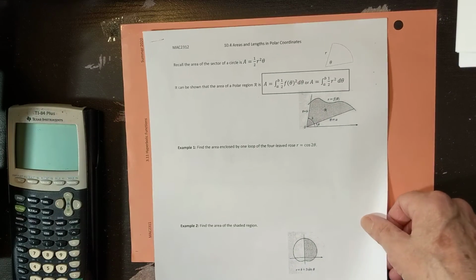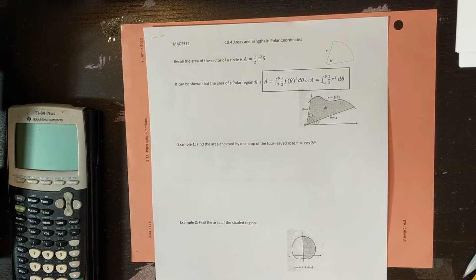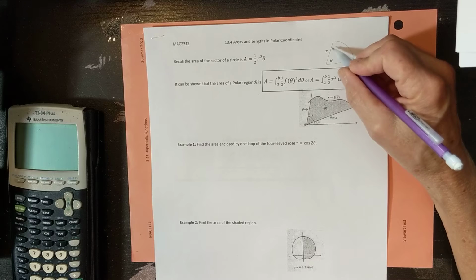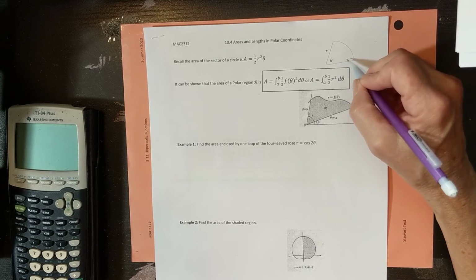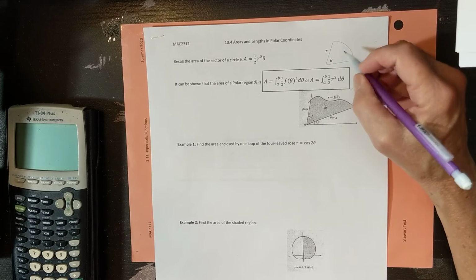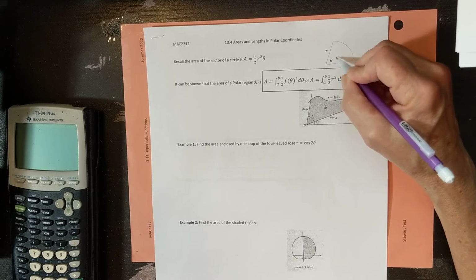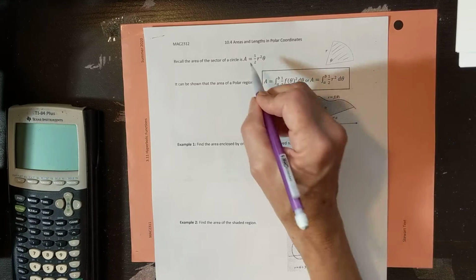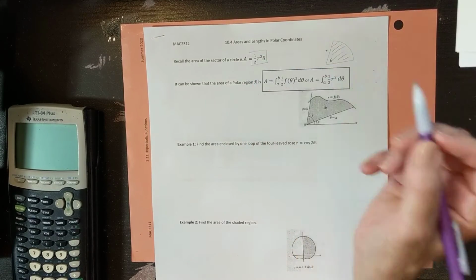Okay, this video is about areas and lengths in polar coordinates. If we recall the area of the sector of a circle, it is equal to 1/2 r squared theta, where, if this is the sector of a central circle, and this is the arc, the radius is r, and this is the angle theta, the area of this sector right here is equal to 1/2 r squared theta.